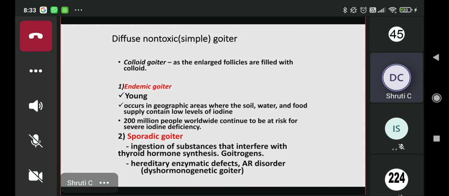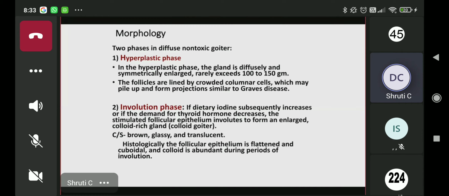So basically, first of all, before multinodular goiter, let's see diffuse simple goiter. Basically, it can be endemic in the areas which contain low levels of iodine, or sporadic where there is ingestion of substances that interfere with thyroid hormone synthesis. So endemic or sporadic. And two phases are there in diffuse non-toxic goiter: hyperplastic phase and involution phase. In the hyperplastic phase, the gland is diffusely enlarged, and the follicles are lined by crowded follicular epithelial cells. So this gives a picture similar to Graves' disease.